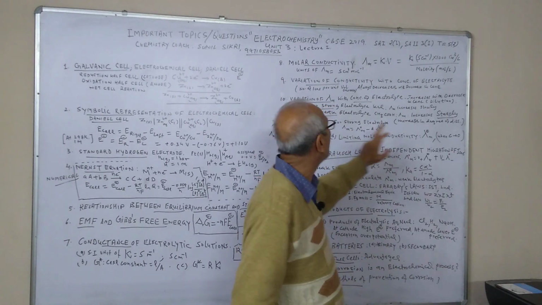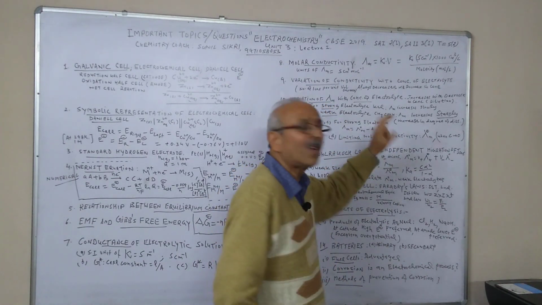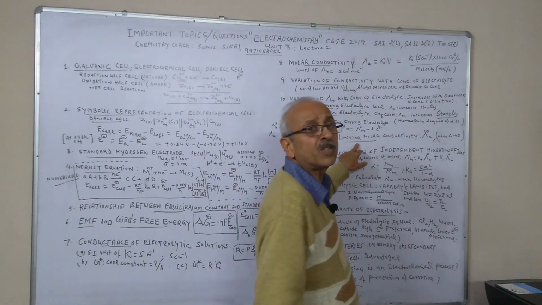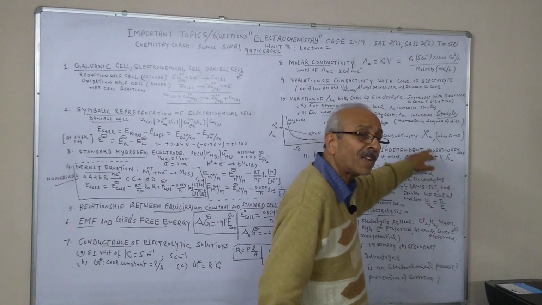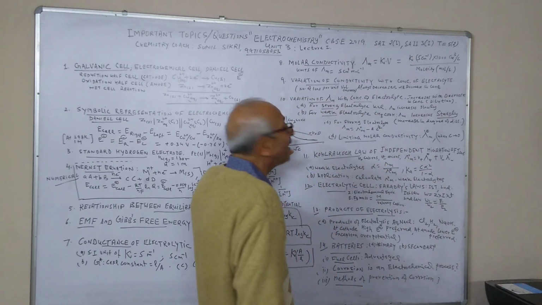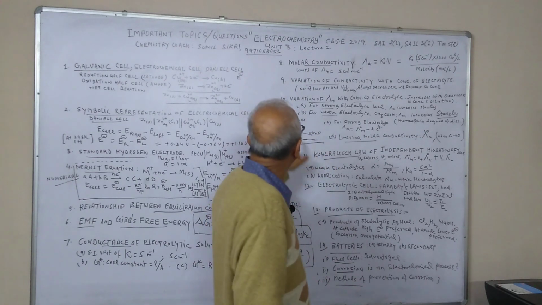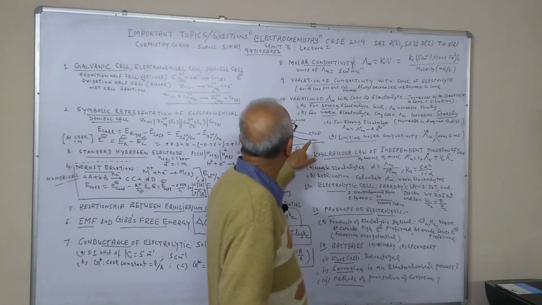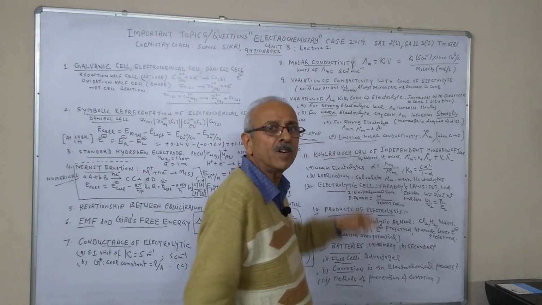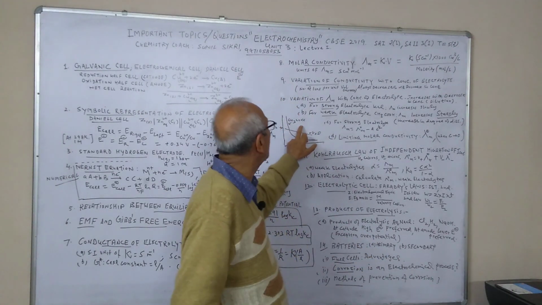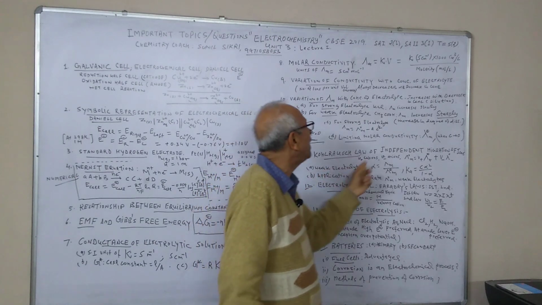What is limiting molar conductivity? When the concentration approaches 0, the molar conductivity is known as limiting molar conductivity. Limiting molar conductivity can be obtained graphically for a strong electrolyte, but cannot be determined for a weak electrolyte because, as you can see in the graph, the value cannot be measured. So in order to determine the limiting molar conductivity of a weak electrolyte, we use Kohlrausch's law of independent migration of ions.